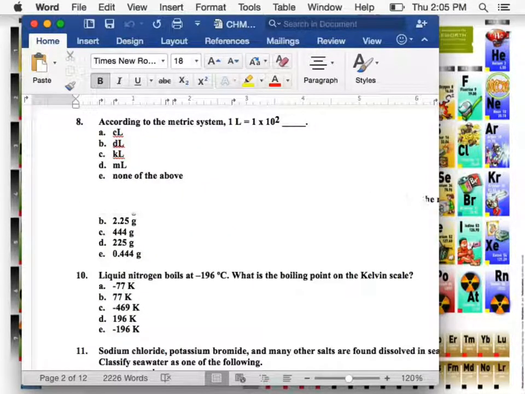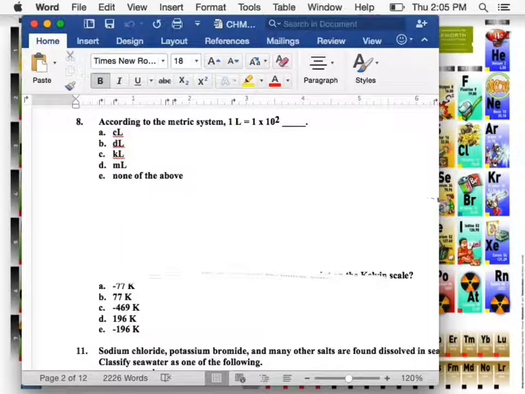Number 8. A deceivingly simple looking question that a lot of people tend to goof on. So when we're going through and looking at this, how do I want to set this up? I don't want to have to do it for each answer. Yeah, we'll do it that way. Centi means what? I don't accept 100. Powers of 10. 10 to the negative 2.